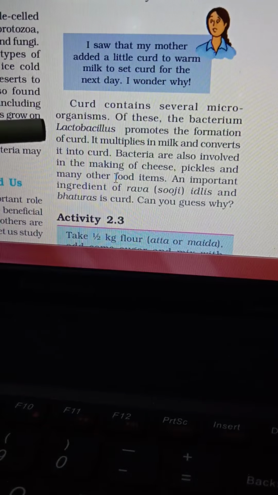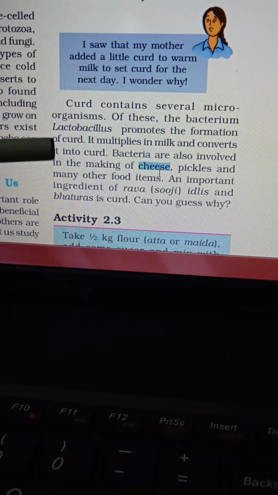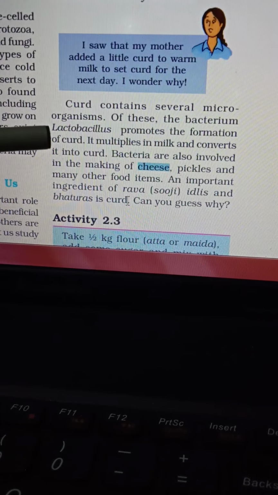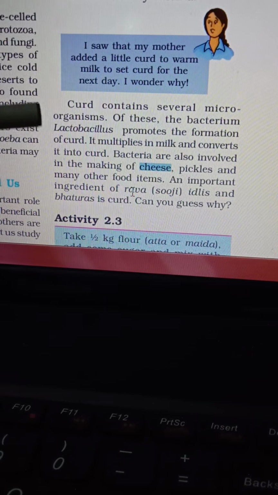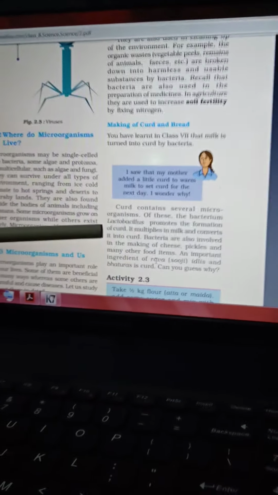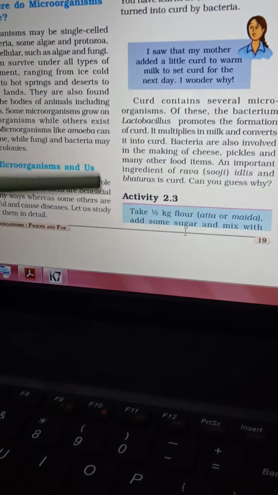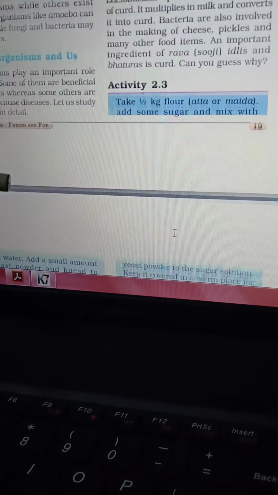Bacteria also play an important role in the making of cheese, pickles, vinegar, and so many items like that. And you know very well, your idli batter and other things ferment overnight. You keep it, and the next day it gets fermented. That is also because of the action of bacteria that softens the batter. That is because of these microorganisms.